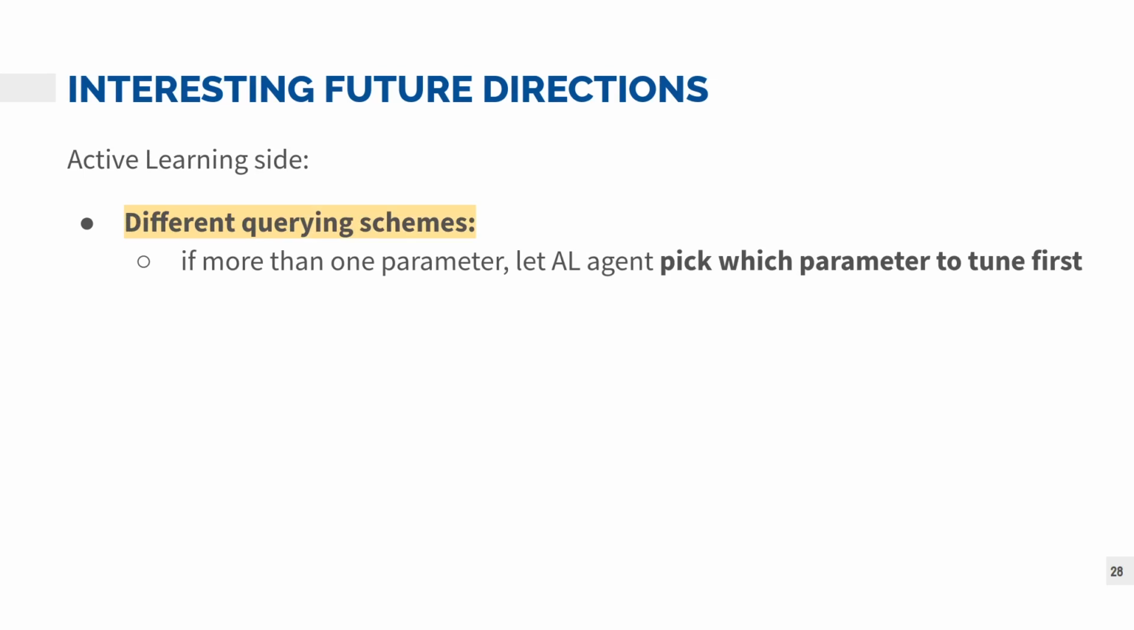On the learning side, a clear improvement would be to allow the active learning to select which parameter to tune when a robot action has more than one parameter. Instead of the fixed number of queries of our current implementation, the learner would be allowed to spend more queries on parameters that are harder to tune.